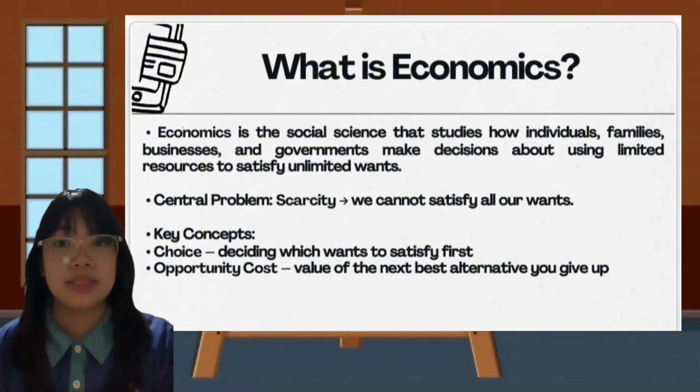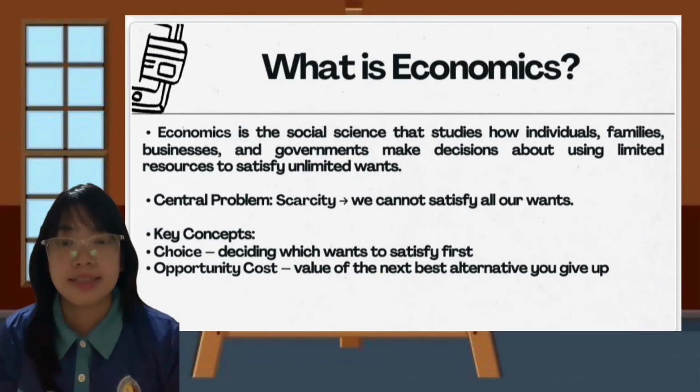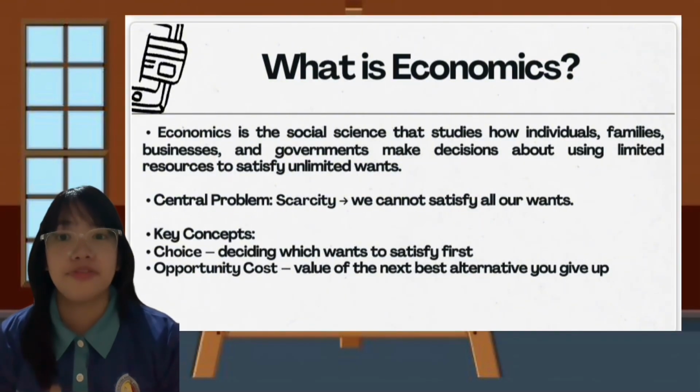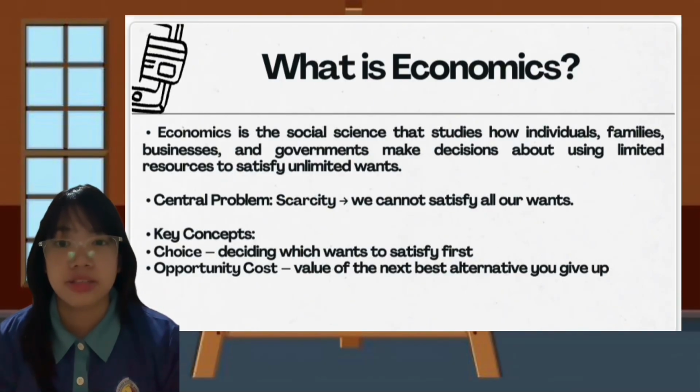Now let's define what economics is. Economics is the study of how people use limited resources to satisfy unlimited wants, and it focuses on scarcity, choice, and opportunity cost. This means that economics helps us understand how individuals, families, businesses, and governments decide what to produce, buy, or provide when resources are limited. Since resources like money, time, and materials are scarce, people cannot have everything they want.